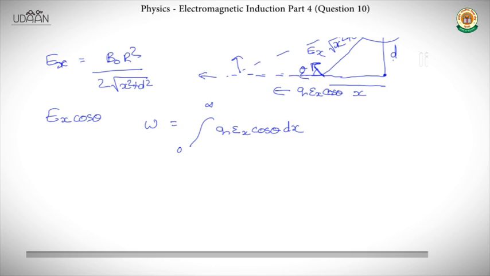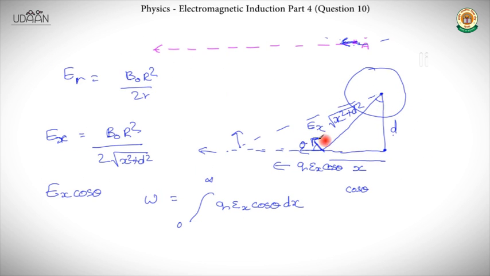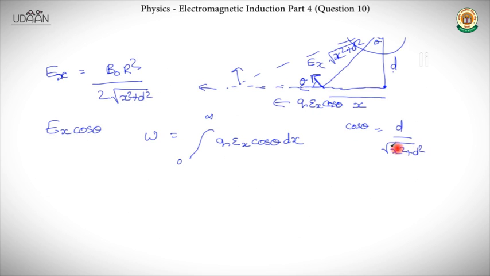So what is going to happen is, the cos theta value would be at any time. Let me calculate the value of cos theta. If this is theta, even this would be theta, right? And cos theta would be d by under root of x square plus d square. True. So I am substituting this value over here, and I am even substituting the value of Ex over here.